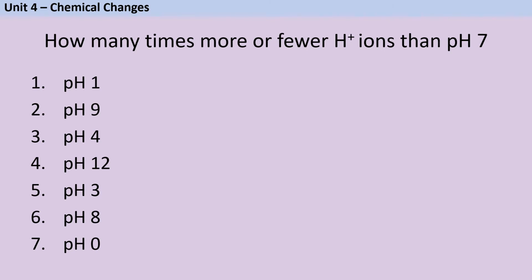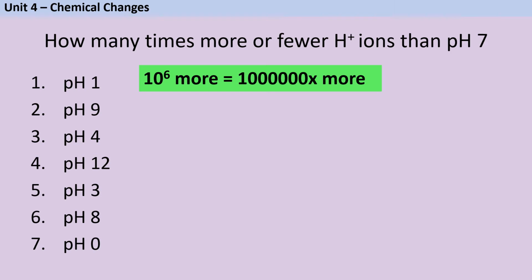Okay, so for this first question, pH 1 is 6 points lower than pH 7 on the pH scale. So that means that our change is going to be 10 to the 6, and because it's getting lower, we're expecting there to be more hydrogen ions. So there will be 1 million times more hydrogen ions.